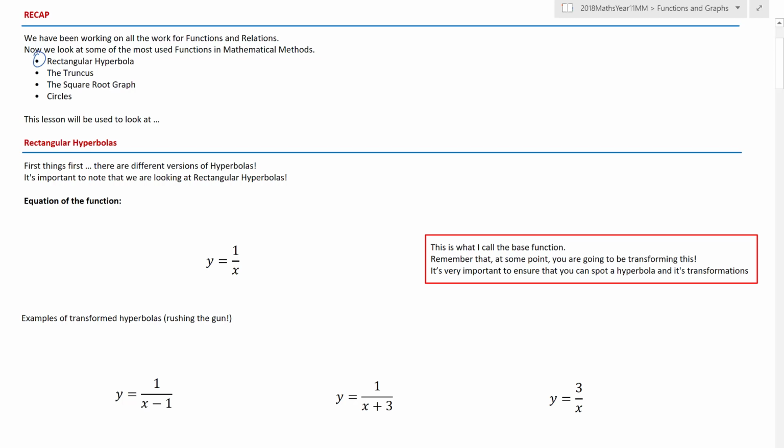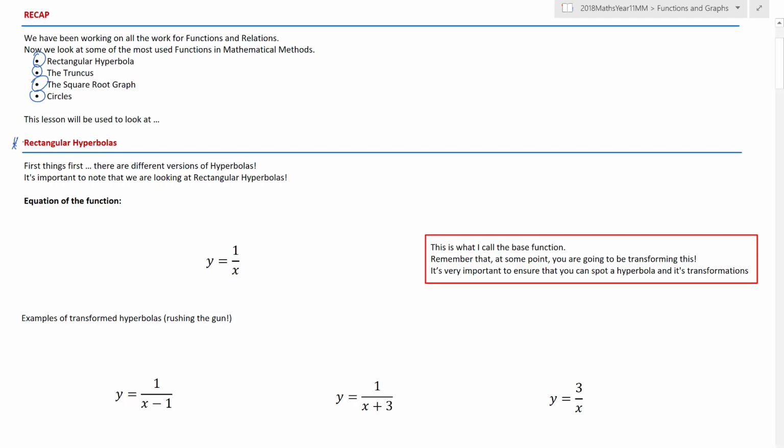One of them is a rectangular hyperbola. One of them is the truncus. One of them is the square root graph. And the other are circles. Circles are such an exciting topic, and we'll come to that in 3 lessons' time. But today we're going to look at something called rectangular hyperbolas.